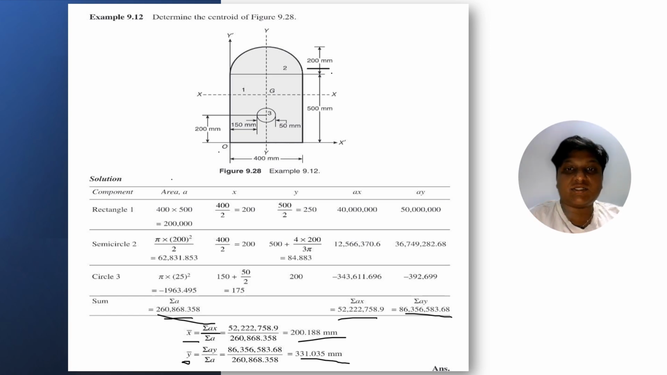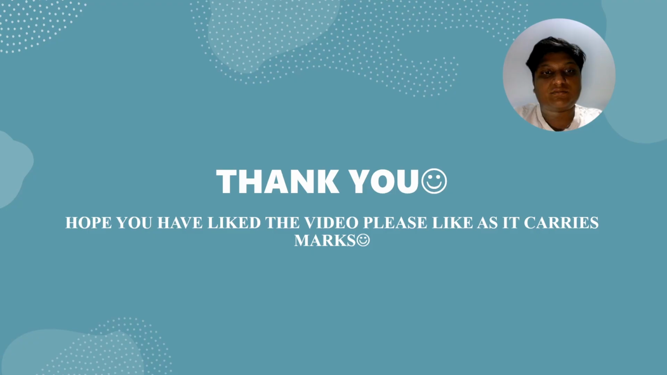Alright, so this is the process of finding the centroidal distance of a given figure.